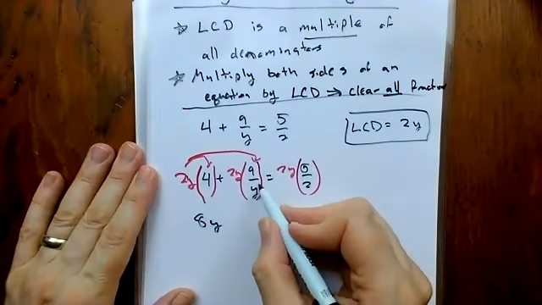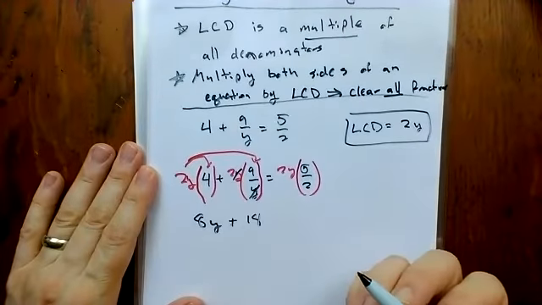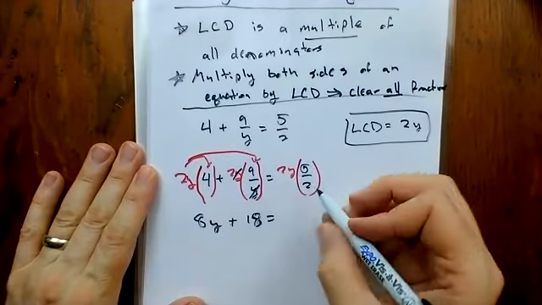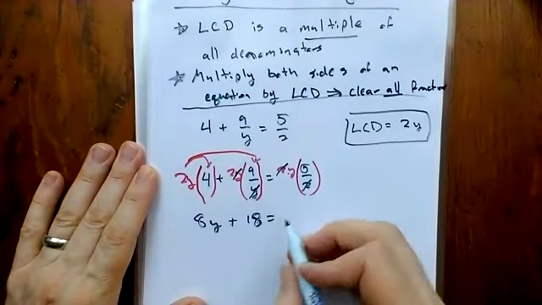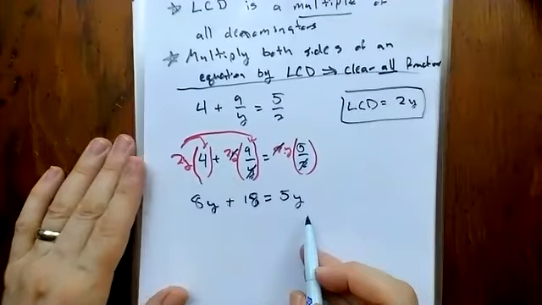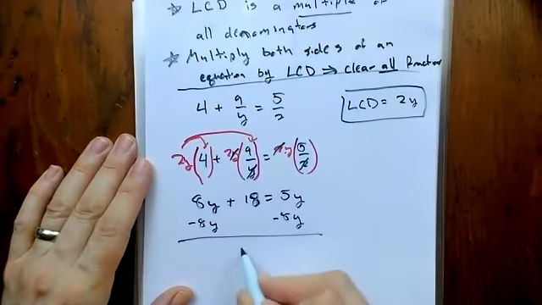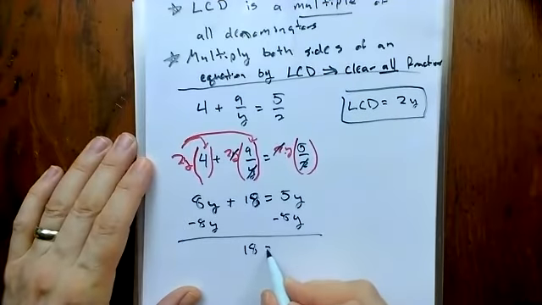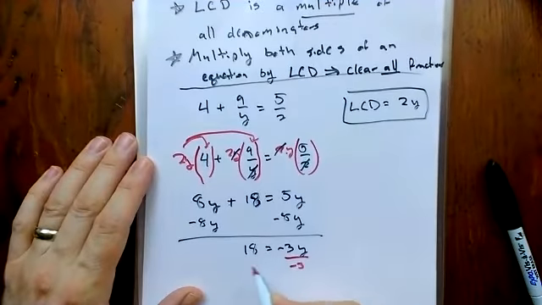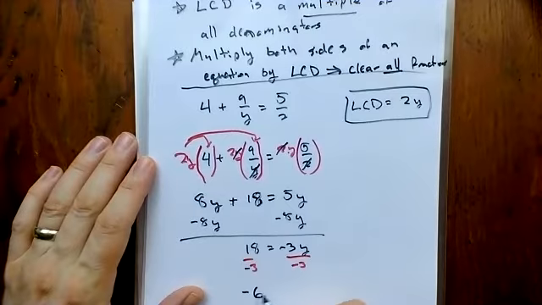On the second term here, we've got the y that will cancel. So I'll have 2 times 9, which is 18. On the right-hand side, the 2's are going to cancel, so I'll have y times 5. So I'll have 5y. And then from here, we can go ahead and solve this. I'll subtract 8y from both sides. And so I've got 18 is equal to negative 3y. We'll divide both sides by negative 3. So this is going to be negative 6 is equal to y.